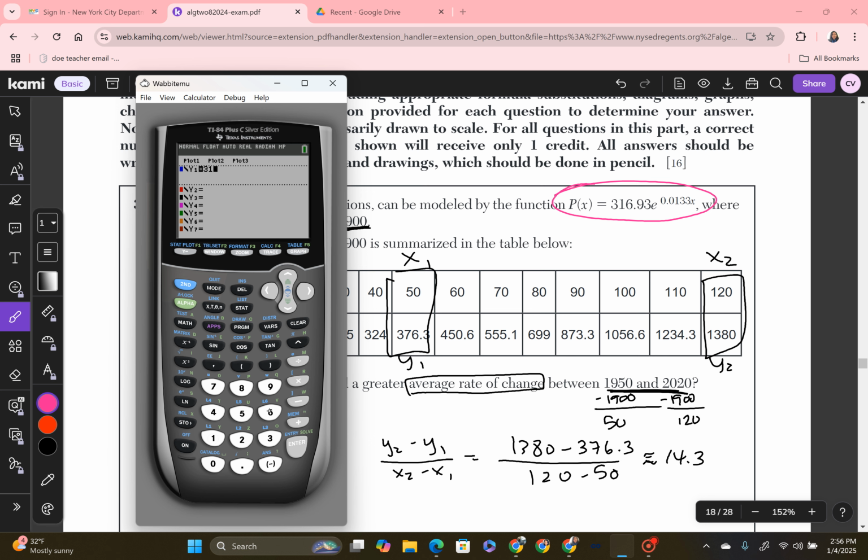So we have 316.93. e is above the ln, so second ln, and then 0.0133x. And now we go to our table. All the numbers I'm looking for are 50 and 120. So let's hit second window. I'm going to go 50. I'm going to hit second graph.